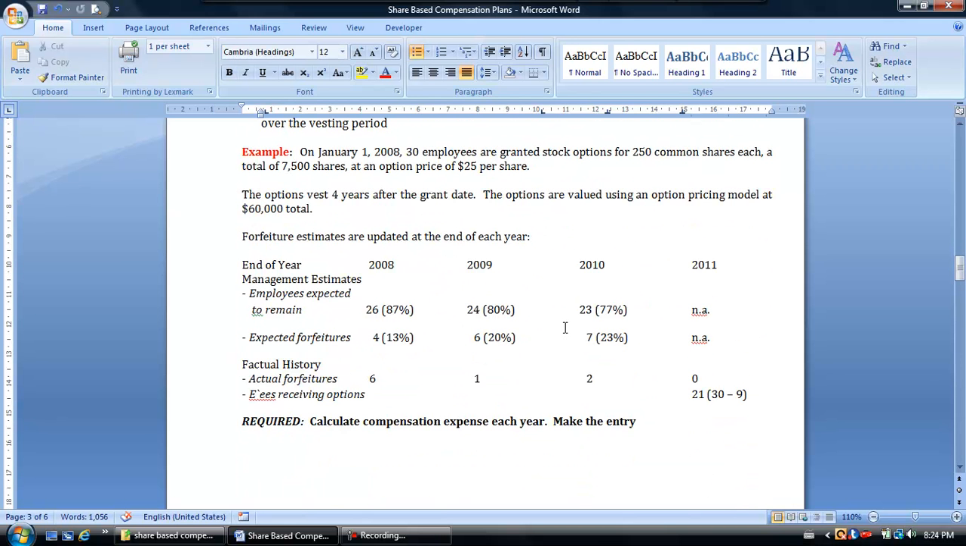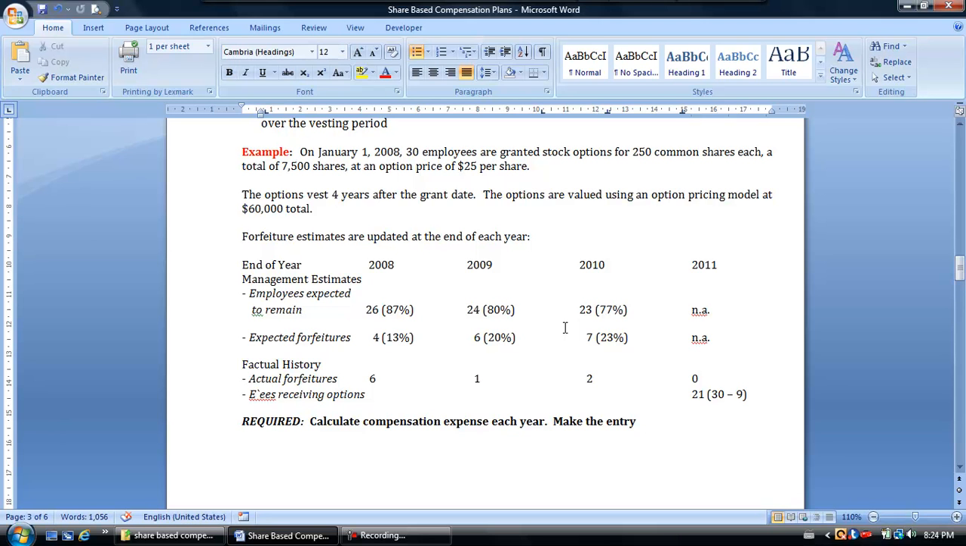So let's look at our example here. We see that on January 1st, 2008, 30 employees are granted stock options for 250 common shares each. So each employee can get 250 shares if they exercise their options. So that means the company will be giving 7,500 shares, and the option price would be $25 a share. So employees could buy those shares for $25. Now, the options will vest 4 years after the grant date. So we've got all of 2008, 9, 10, and 11. And the options are valued using an option pricing model at $60,000.